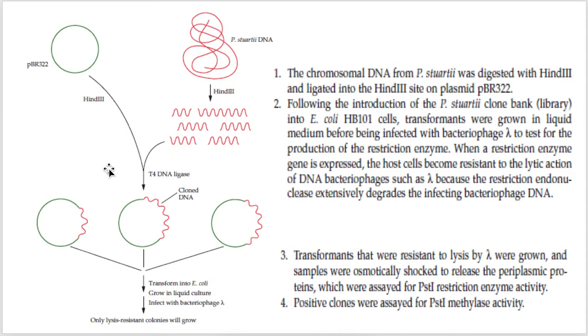Okay. So now one thing is, say for example, we know that P. stuarti bacteria produces the PST1 enzyme. So how can we identify which gene produces the PST1 enzyme? Experimentally the basic approach is like this. First we know that P. stuarti produces the PST1 enzyme. So we have to extract the enzyme first. The enzyme is a protein.